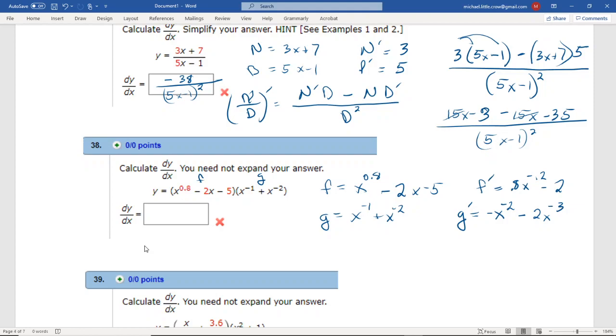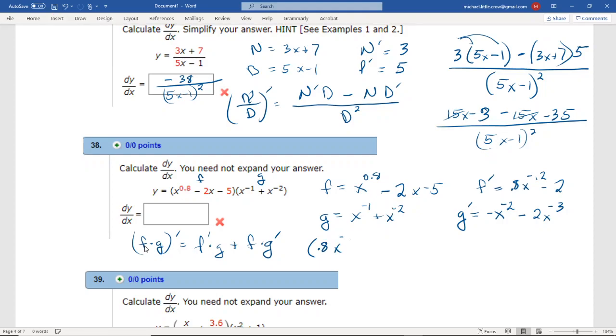And then just remember, and it's helpful to write these multiple times, the derivative of f times g is going to be the derivative of f times g plus f times the derivative of g. You need not expand your answer, so I'm going to follow through. That's cool. So the derivative of f, I'm just going to write it here without expansion.